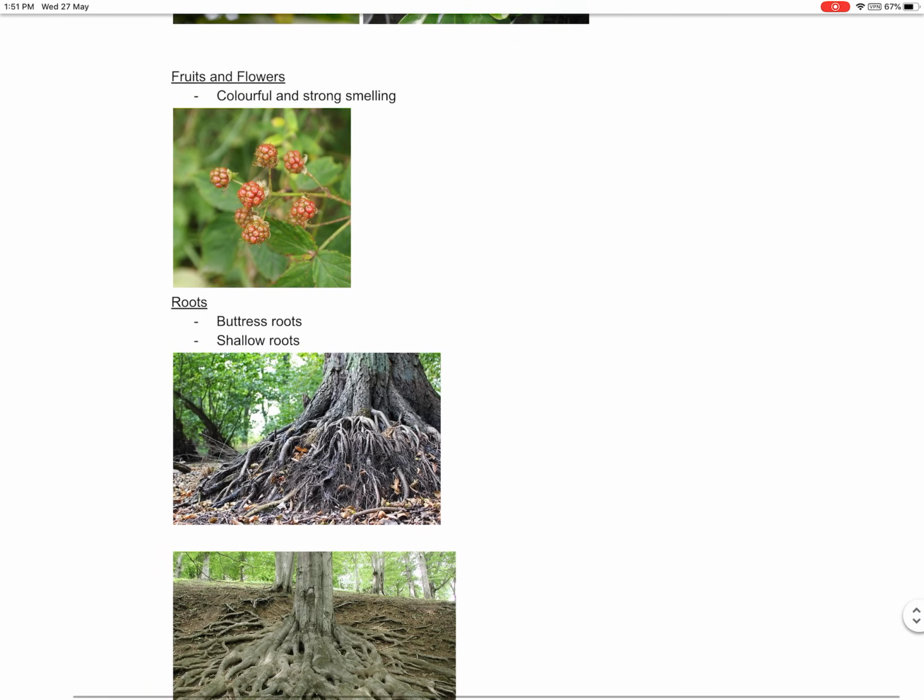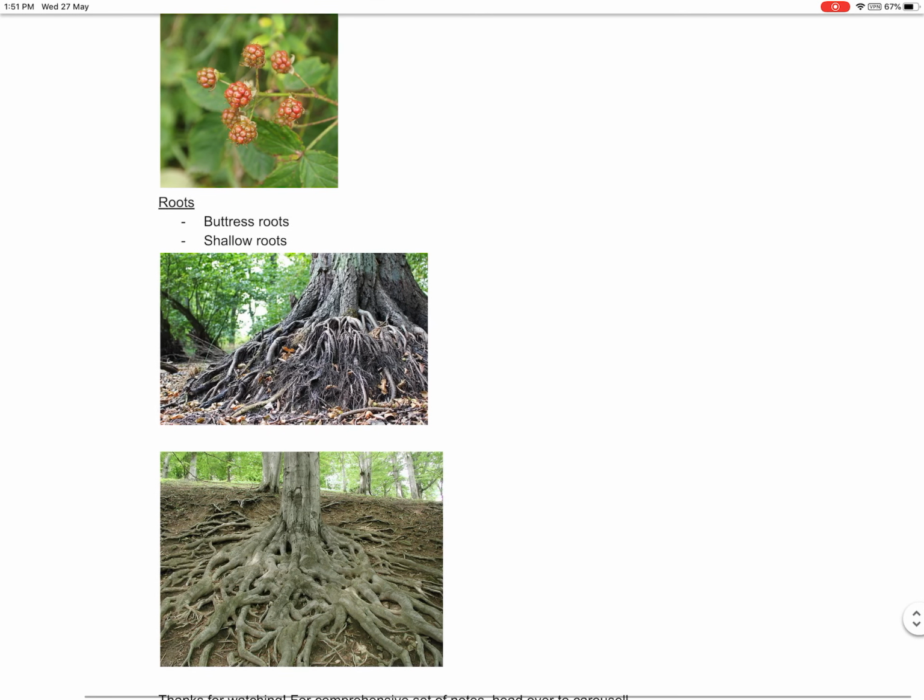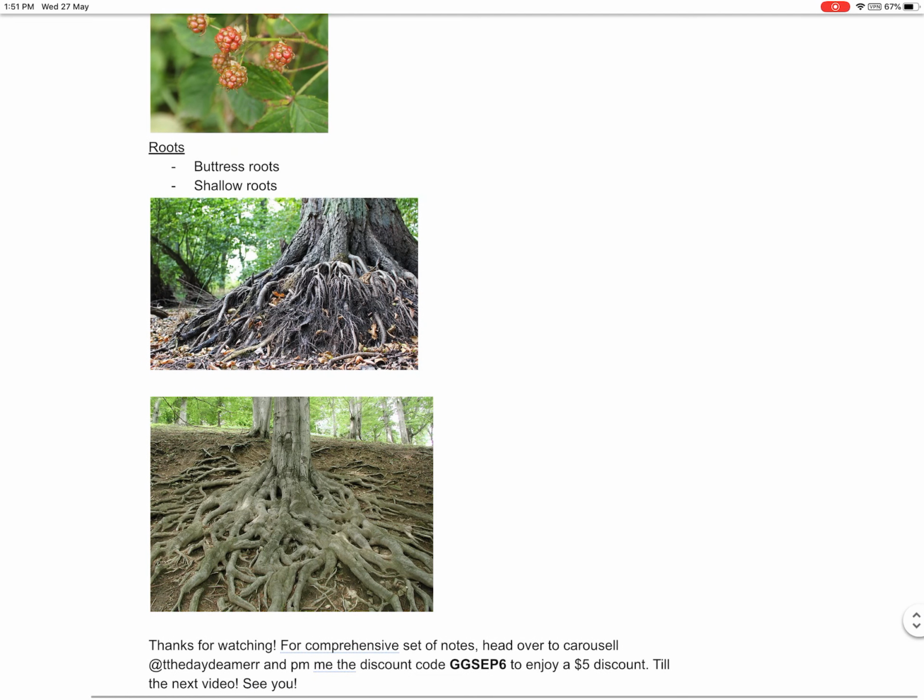Now let's go on to roots. There are different kinds of roots, and one of the kinds of roots is the buttress roots, which are typically 1 to 5 meters above the ground, and they support the heavy weight of tall trees.